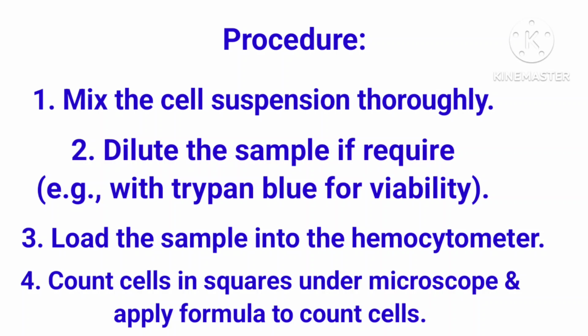Coming to the procedure, we need to mix the cell suspension thoroughly, and then dilute the sample with 0.4% trypan blue. We can go with any dilution, say 1 is to 2 dilution or 1 is to 4 dilution. Once the diluted uniform cell suspension is ready, immediately load 10 microliters of sample onto the hemocytometer without any delay. Otherwise, the cells will lose viability, and make sure you do not overfill the hemocytometer. Just use 10 microliters of uniform cell suspension. Then proceed to count the cells in squares under the inverted microscope, and then apply the formula to get the total cell count per ml.